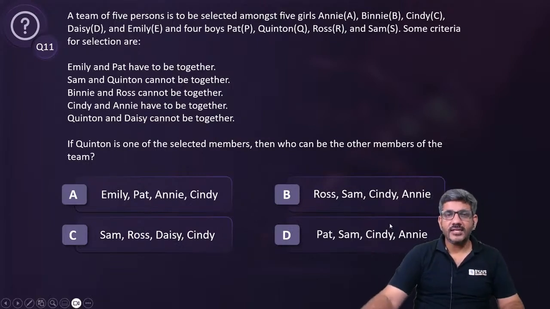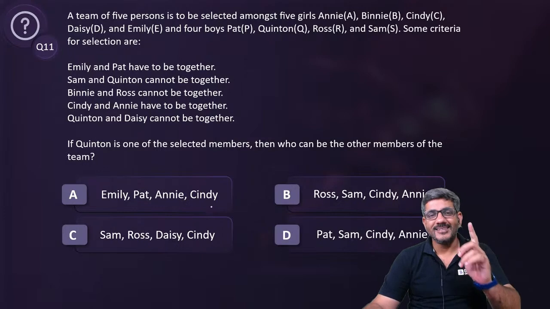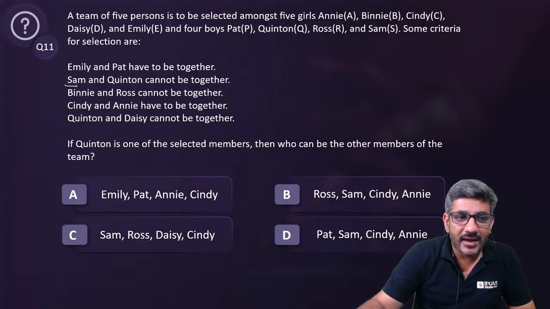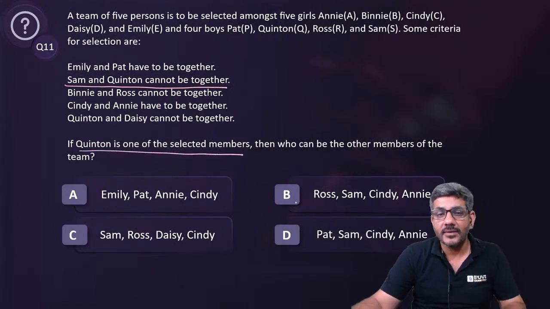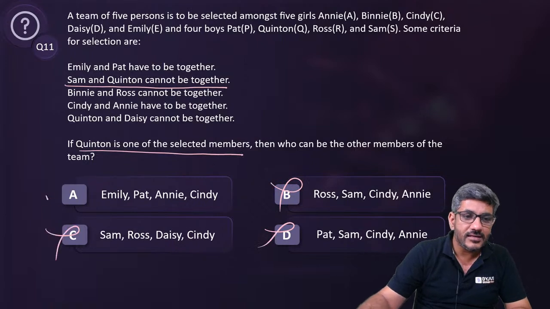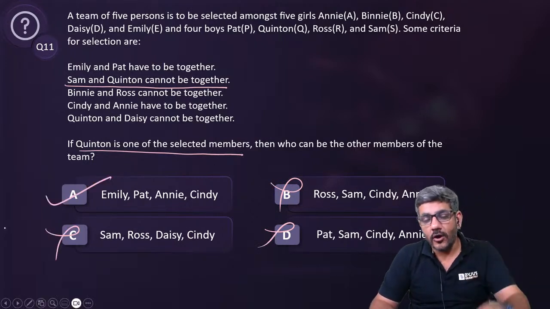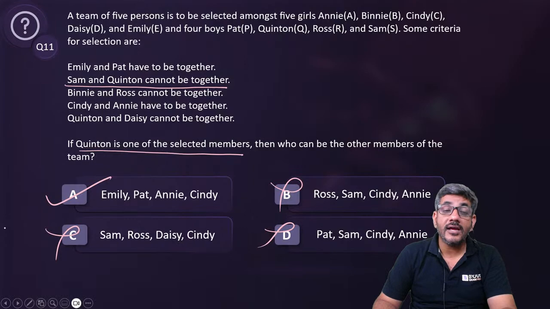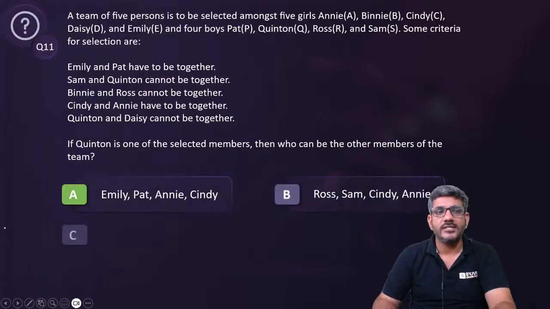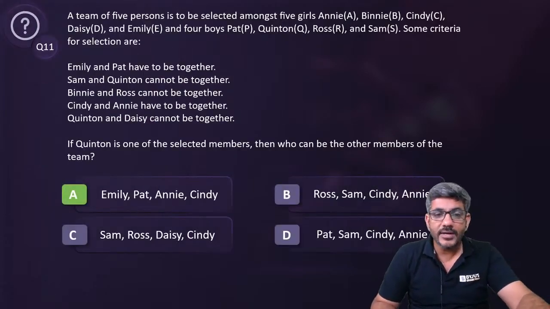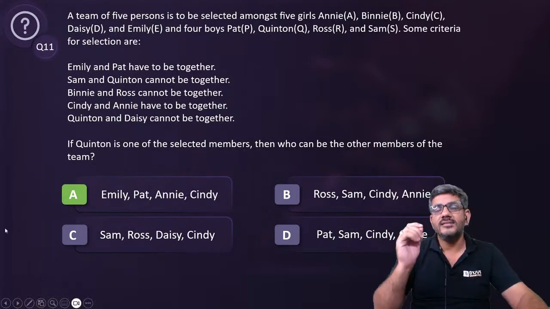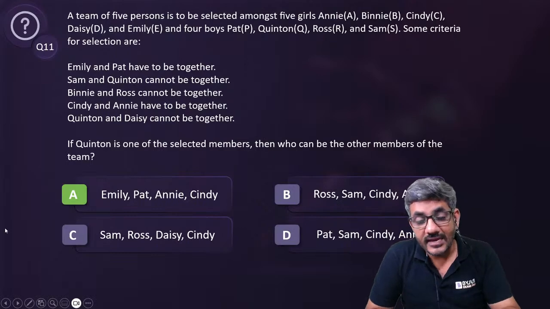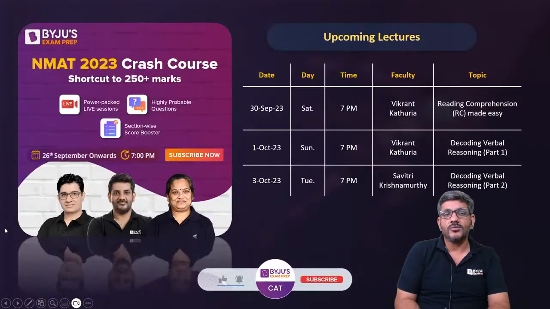I think this question can immediately be answered using one single statement. Sam and Quinton cannot be together. Question says Quinton is one of the selected members. That means Sam cannot be taken. B is gone, D is gone, C is gone. Answer is A. A is the only option in which we do not have Sam, and we should not have Sam because it is clearly written that Sam and Quinton cannot go together. So my answer is straight away option A using one single statement. And that was question number 11 for all of you, the last question of the day.